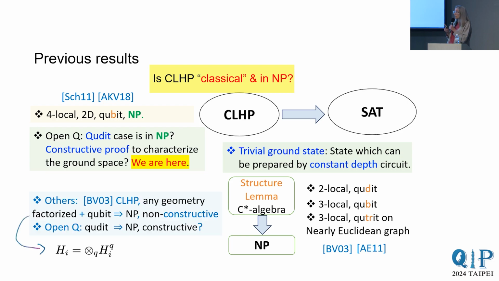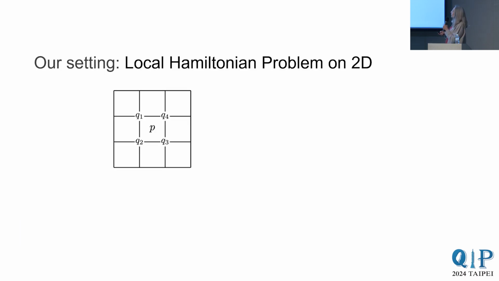Bravyi and Vyalyi also consider another special case in their original paper, which is a sort of lesser known result. They consider factorized Hamiltonians where each term is a product of individual operators on each individual qubit. And I'll say a little bit more about their result when I compare it to what we did in our paper. Okay, so here's our setting.